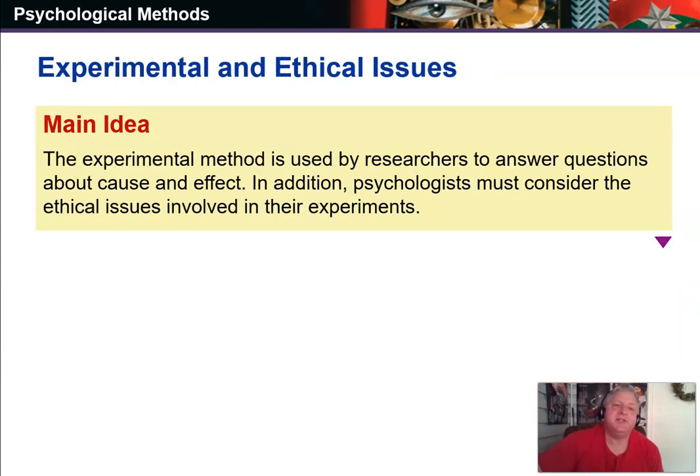The main idea of this section is the experimental method is used by researchers to answer questions about cause and effect. In addition, the psychologist must consider ethical issues involved in the experiments.